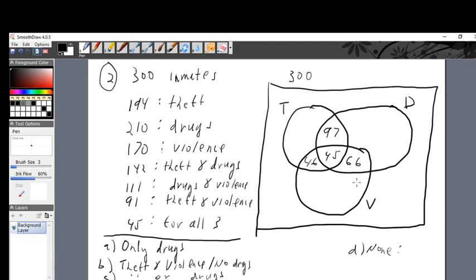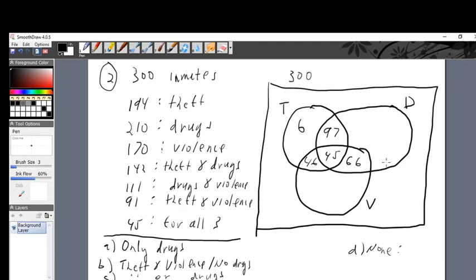Okay, now what else do we need to know? We need to know how many people are in theft alone. For theft we have 194, but we got to subtract these all out. So 97, 45, and 46. 46 and 45 is 91, and 91 and 97 is 188. So what's 194 minus 188? It is equal to 6 for theft alone.